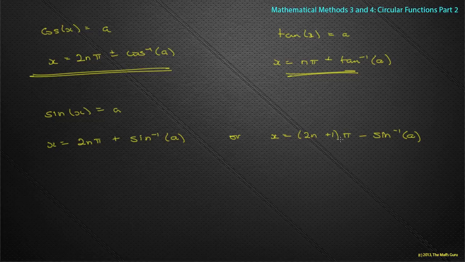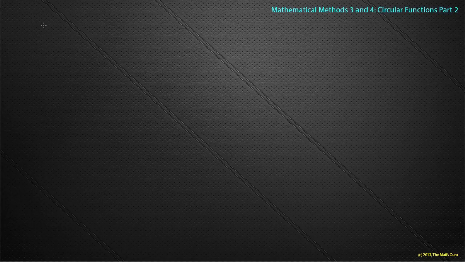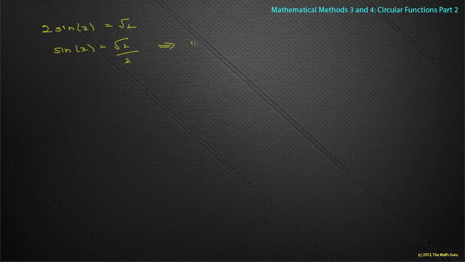So just to give the idea of an example, all right? But seriously, learn these, very important. So I'll do a sine example. If you've got 2 sin x equals √2, then you know that sin x is equal to √2 over 2, and you now know what your first solution is, right? The first solution of that is going to be π/4.